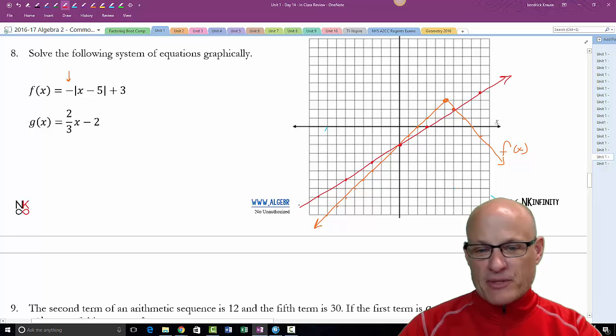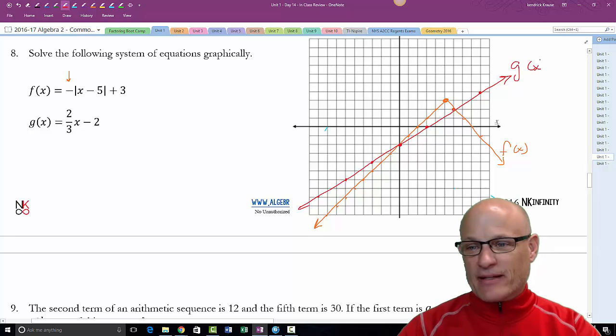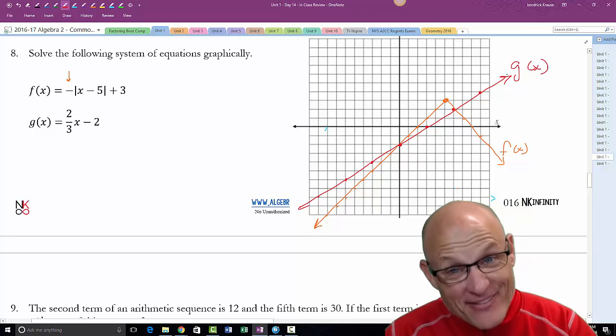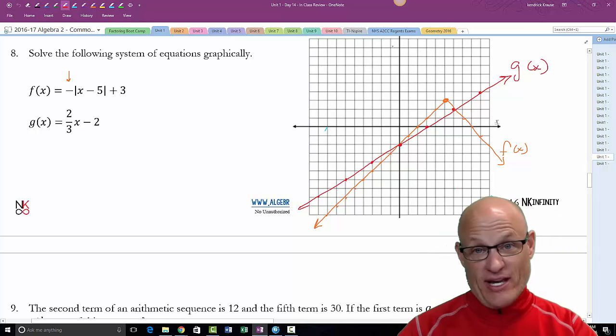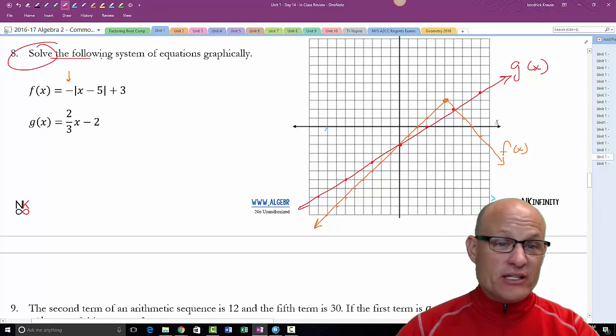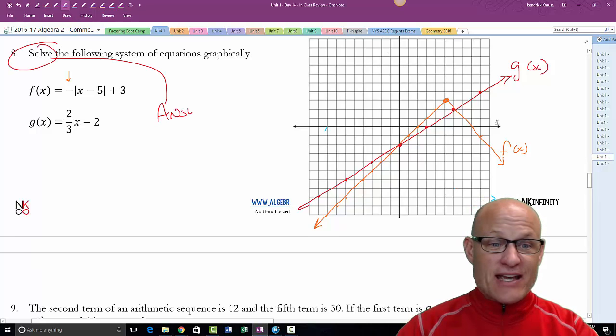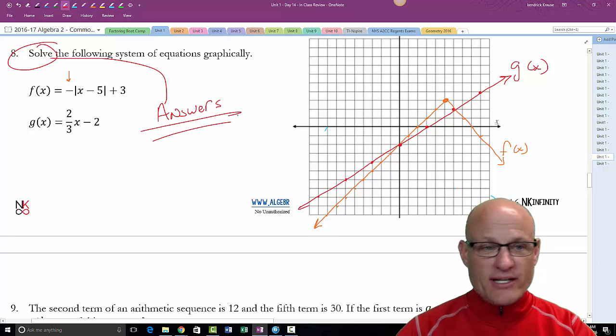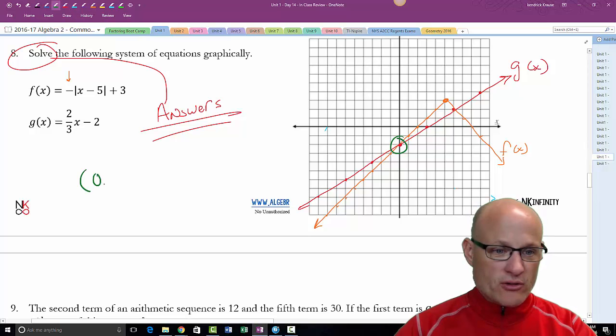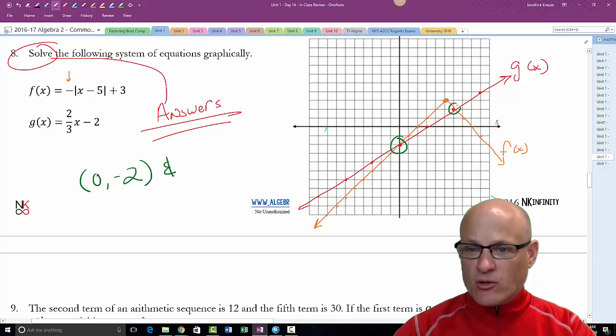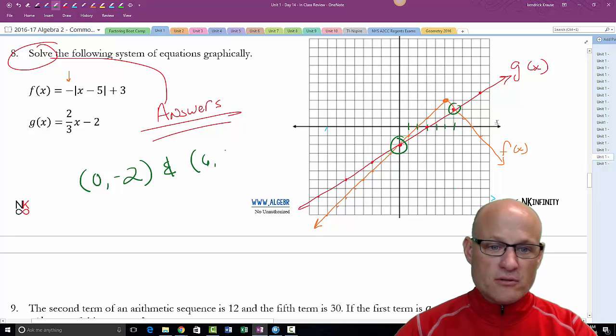Now, some of you might be content in just stopping there. But if I stop there, I haven't actually solved this yet. A solve means you need an answer. And in this case, the answer or answers are the points of intersection. So I need to find the 2 points of intersection. That's this one here, which is 0, -2. And this one here, which is 1, 2, 3, 4, 5, 6, +2.